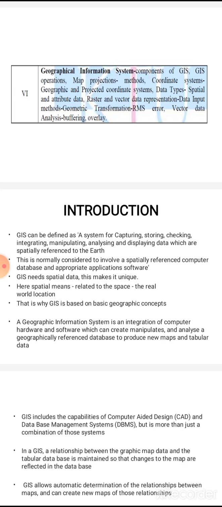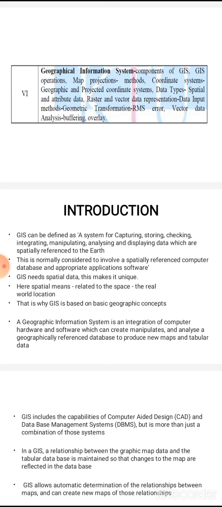So what do you mean by spatial data? Spatial data means something which is related to the space. That is, it requires what? Real world location. That is spatial data. It is very accurate data. So by using those spatial data, they are capturing it, storing it, checking it, integrating it, manipulating it, analyzing it and displaying those data, usually in the form of a map. Okay, so this is normally considered to involve a spatially referenced computer database and appropriate application software. So it requires computer hardware as well as application software.